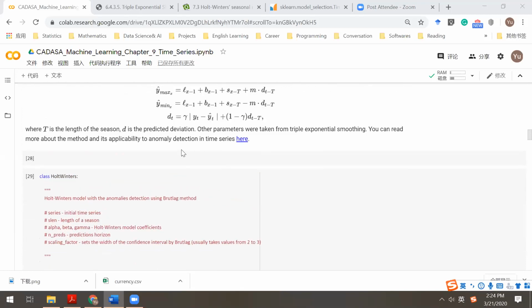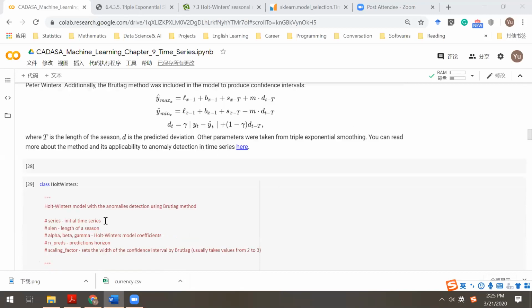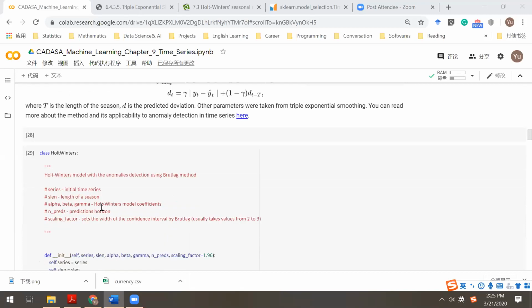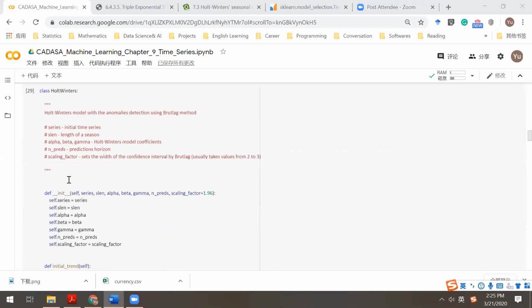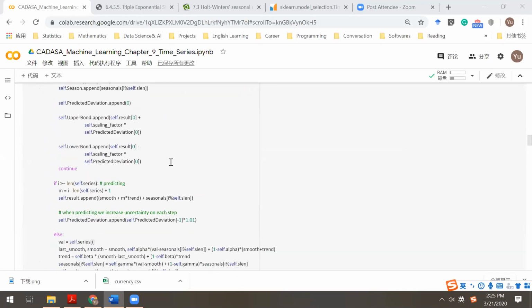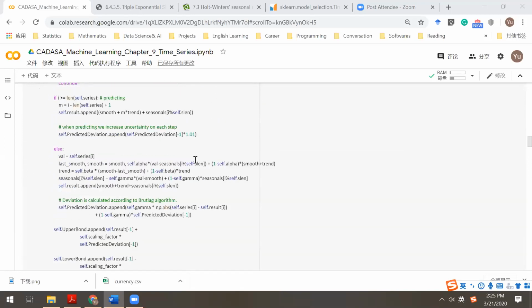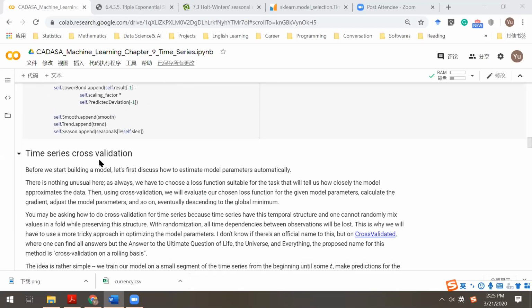And here, because this method is a little bit more complicated than the previous two, we define a class. We input data and define the length of a season, and we have our alpha, beta, gamma parameters, a prediction horizon and a scaling factor. I won't go into detail on this part, but we will use the results later. The next part is the time series cross-validation.